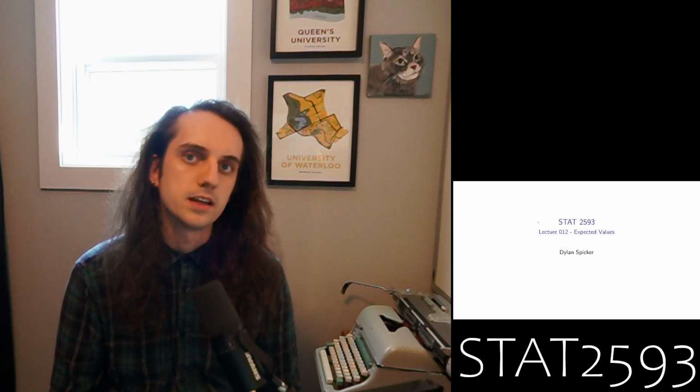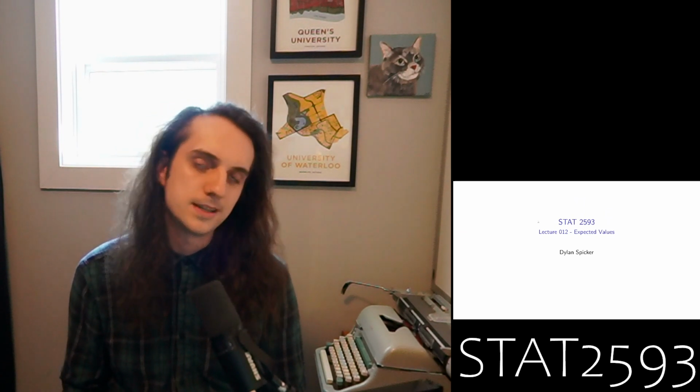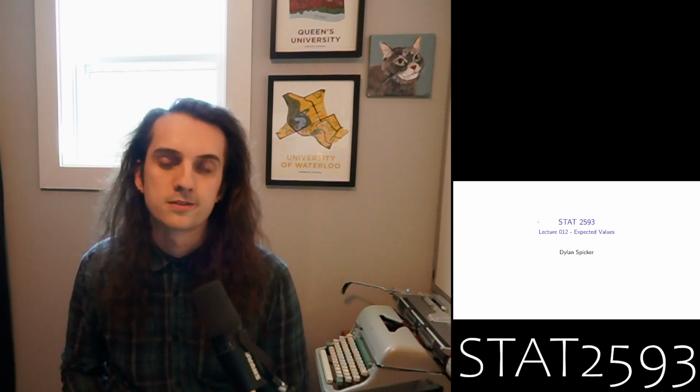In today's lesson, we're going to be continuing our study of discrete random variables and their probability distributions. And in particular, we're going to be introducing the concept of expected values. Now, expected values are sort of implied by their name. It's going to be the values that we expect to observe when we start observing a random process.